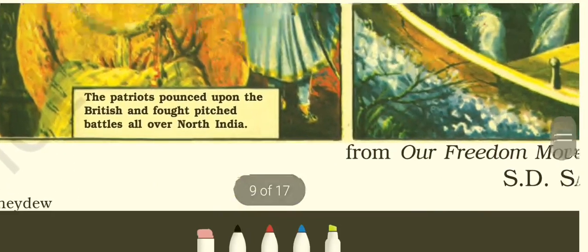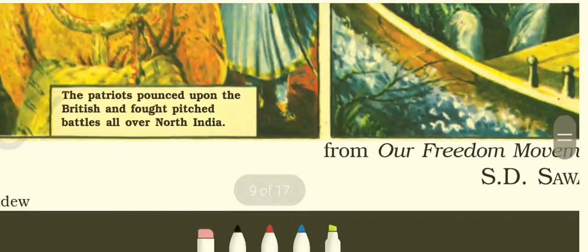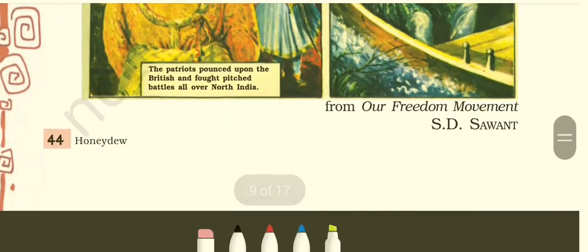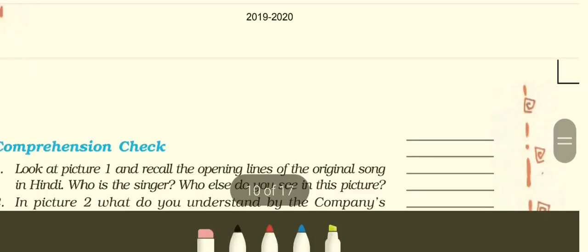Now the patriots came together and pounced upon the British and fought pitched battles all over North India. So this was what, class? Very wonderful, isn't it? This pictograph was made by S.D. Sawant. It comes from our freedom movement. Okay, class, so this presented us with a brief account of how things went back then, right?